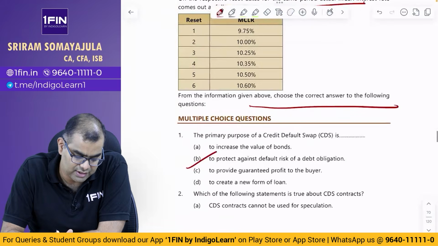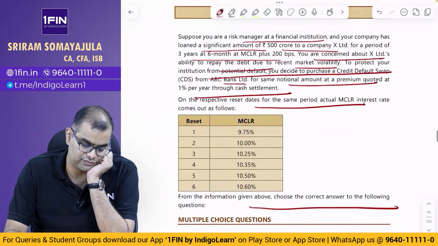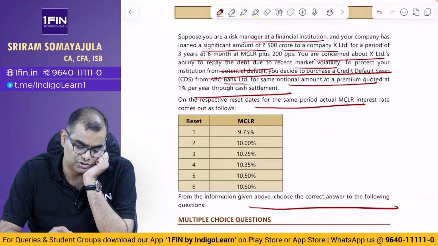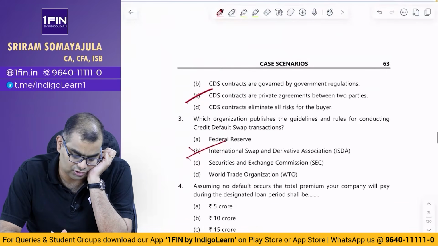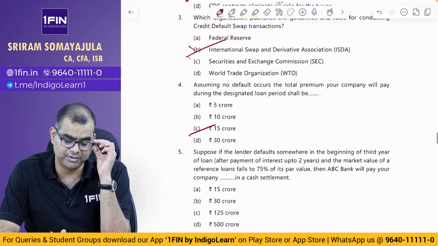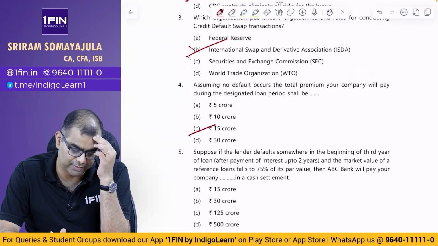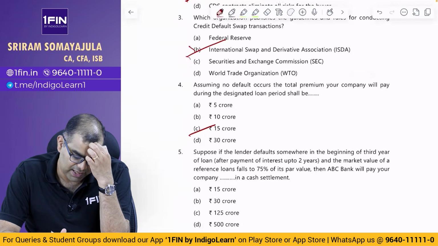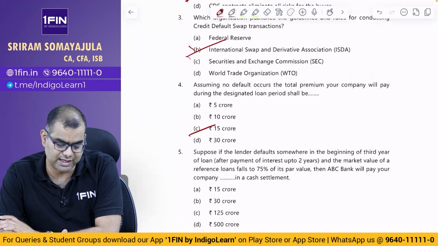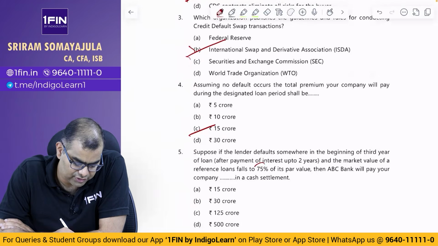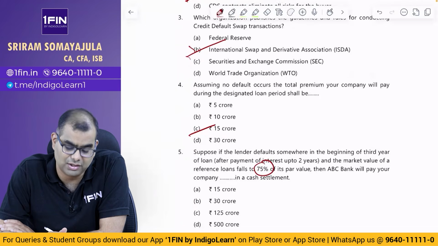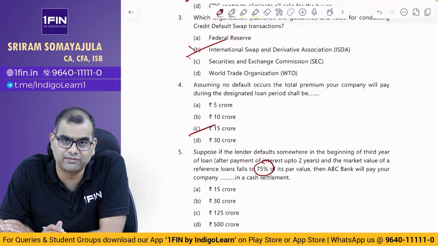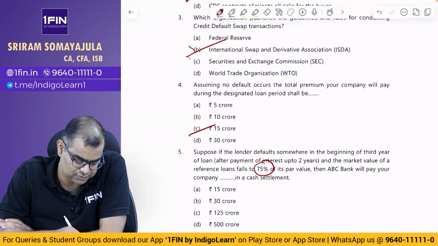Assuming no default occurs, what is the total premium the company will pay during the designated loan period? See, every year 1% for 3 years on 500 crores. So 500 crores, 1% is 5 crores. 5 crores into 3 years is 15 crores. Suppose the borrower defaults somewhere in the beginning of the third year of the loan, after payment of interest up to 2 years, and the market value of the reference loan falls to 70% of par value, then how much will ABC Bank pay you in cash settlement? If you are going to get 70%, the balance 30% they are going to give. So they will pay you 30% of 500, which is 150.